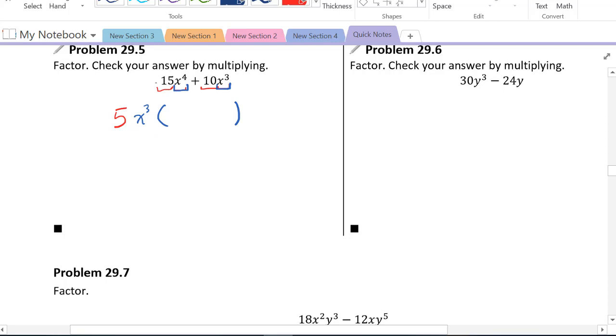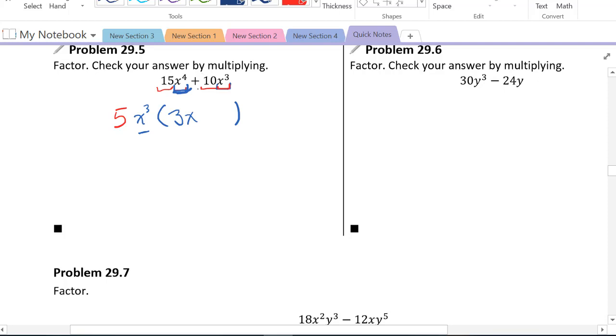Remember, I'm factoring a 5 from the 15, I'm dividing, so it's like 15 divided by 5, which gives us 3. And I have an x to the 4 here, and I'm factoring out x cubed. I'm pulling 3 of them out. So how many are left? There's 1 x left, right? There's 4 over there. I pulled 3 of them out, so there's only 1 left.